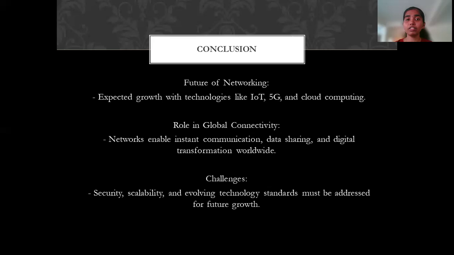So finally, we have reached the conclusion of this research paper. What does the future of networking hold? Expected growth with technologies like IoT, 5G, and cloud computing. As for the role in global connectivity, networks enable instant communication, data sharing, and digital transformation worldwide. The challenges that come across in computer networks are security, scalability, and evolving technology standards, which must be addressed for future growth.